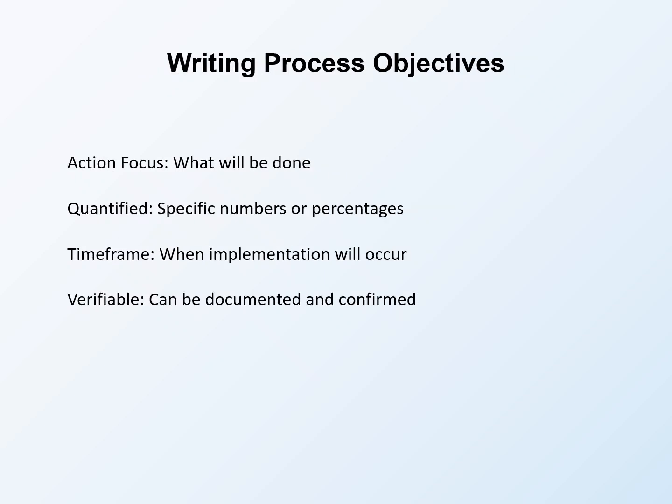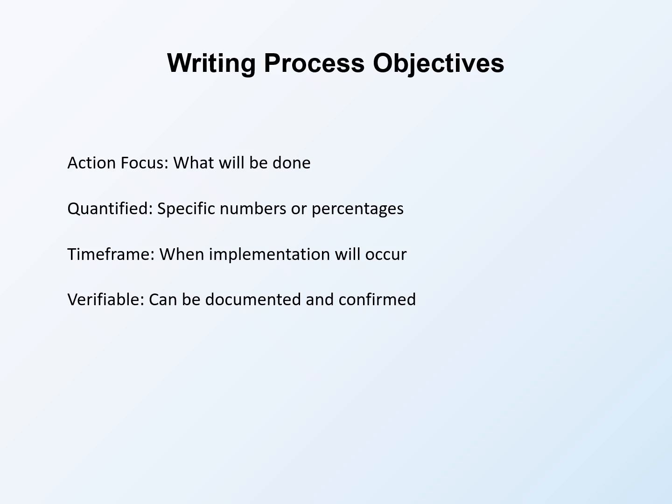Writing process objectives requires precision. Action focus specifies what will be done. Conduct, deliver, provide, implement. These verbs indicate action, not change. You are measuring what you do. Quantified means including specific numbers or percentages: 12 workshops, 200 participants, 90% protocol adherence. Numbers create accountability.